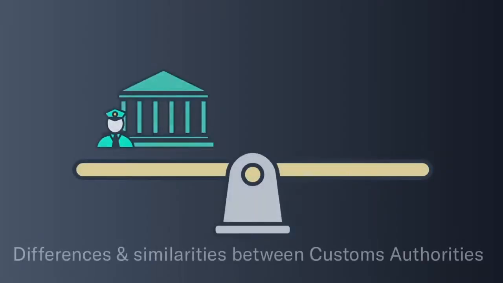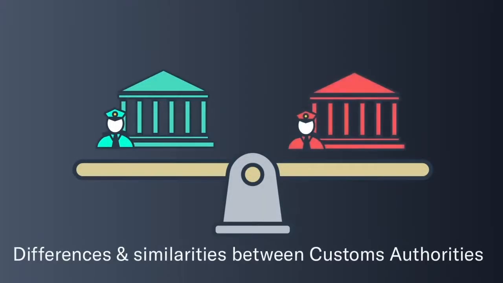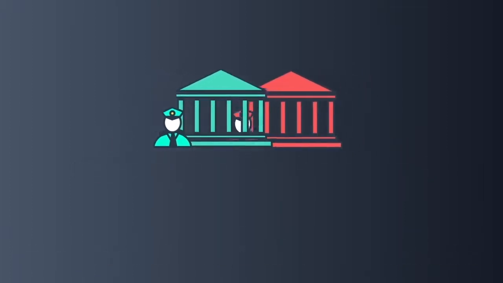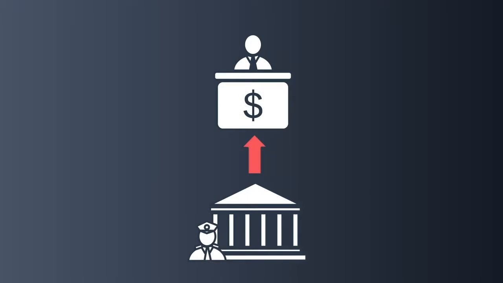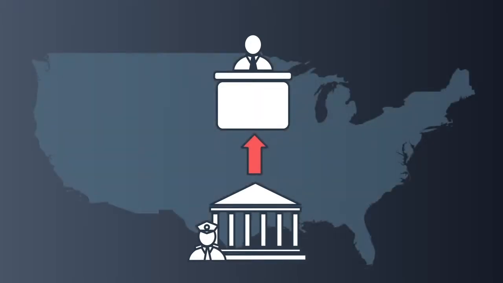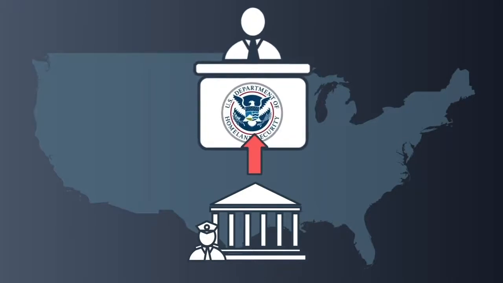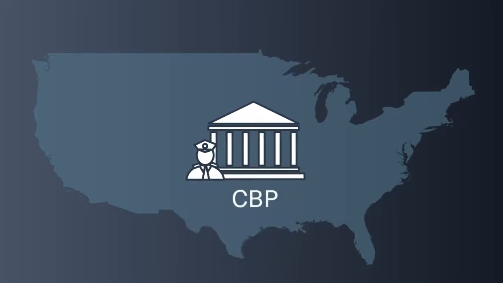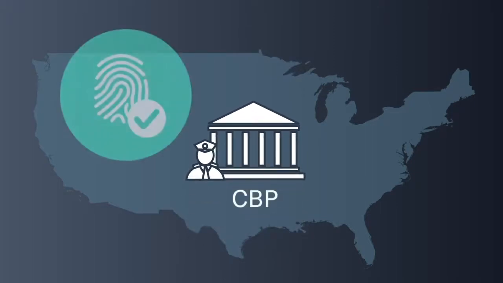Differences and similarities between customs authorities around the globe. Customs authorities usually reside under a government's Department of Finance, although there are exceptions, such as in the US, where customs resides under the Department of Homeland Security.